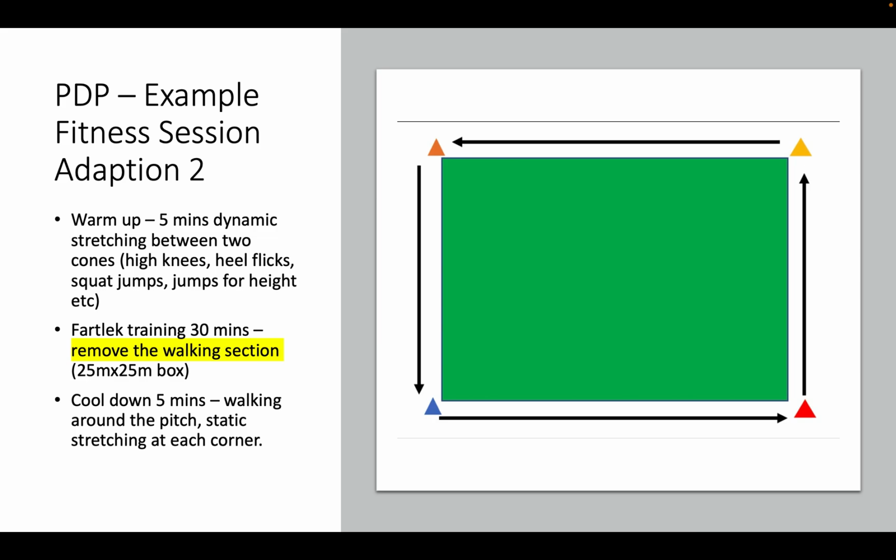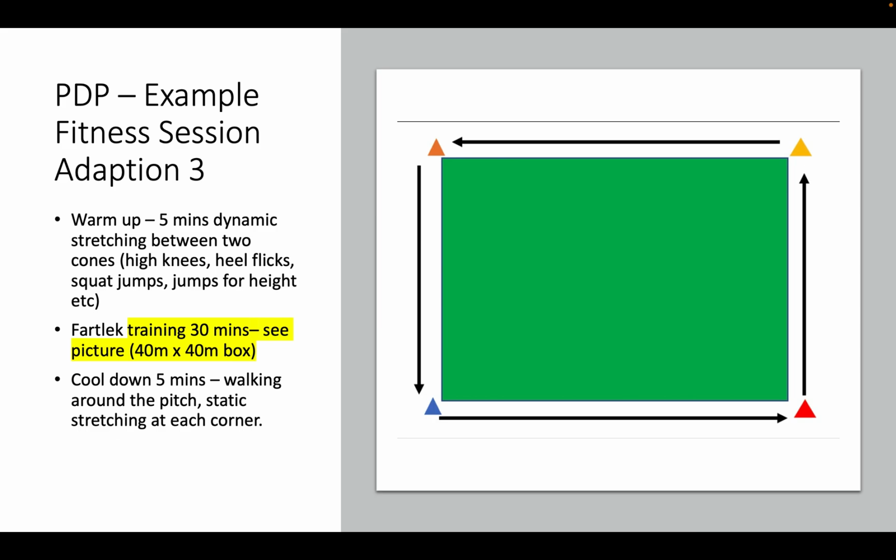A second change might be to keep the session at 30 minutes and to remove the walking section. So we would still be jogging in this part here, running from yellow over to orange, and then sprinting from orange to blue. But this time, rather than walking the last section of the square, we might make that also a jog. So we'll be jogging, running, sprinting. So we're moving slightly faster for 30 minutes, and you're not getting as much recovery time.